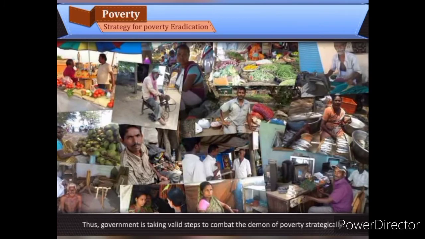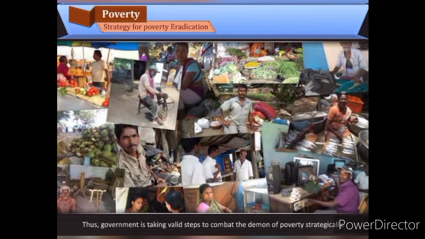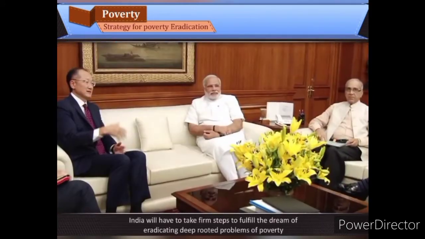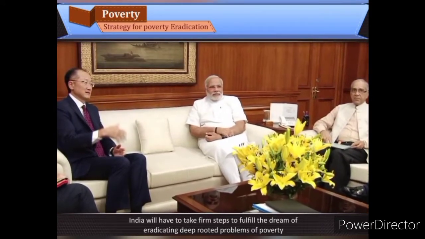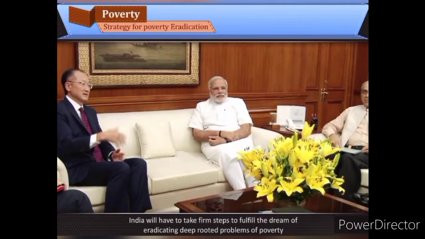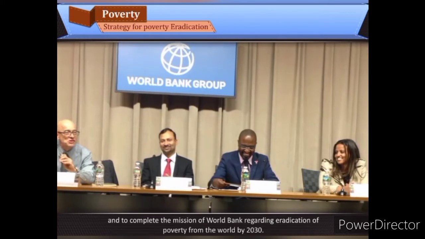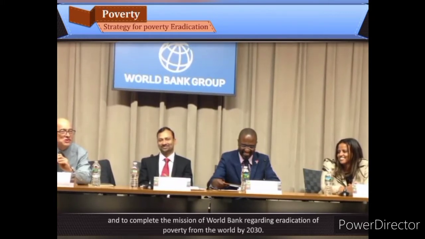Thus, the government is taking valid steps to combat the demon of poverty strategically. India will have to take firm steps to fulfill the dream of eradicating deep-rooted problems of poverty and to complete the mission of the World Bank regarding eradication of poverty from the world by 2030.